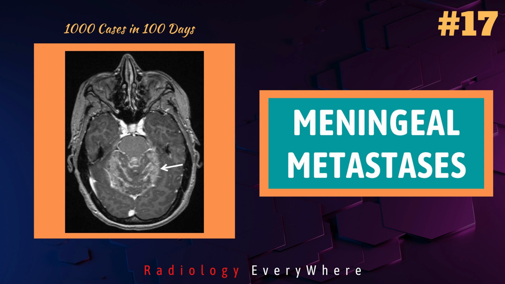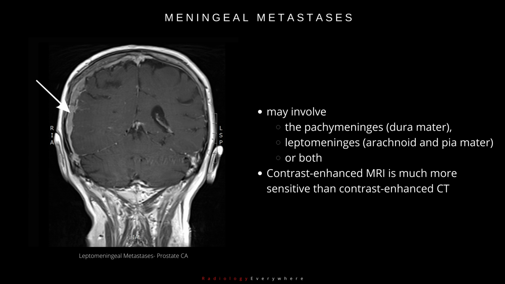In this video, we discuss meningeal metastases. It may involve the pachymeninges, dura mater, leptomeninges, arachnoid, and pia mater, or both. Contrast-enhanced MRI is much more sensitive than contrast-enhanced CT.